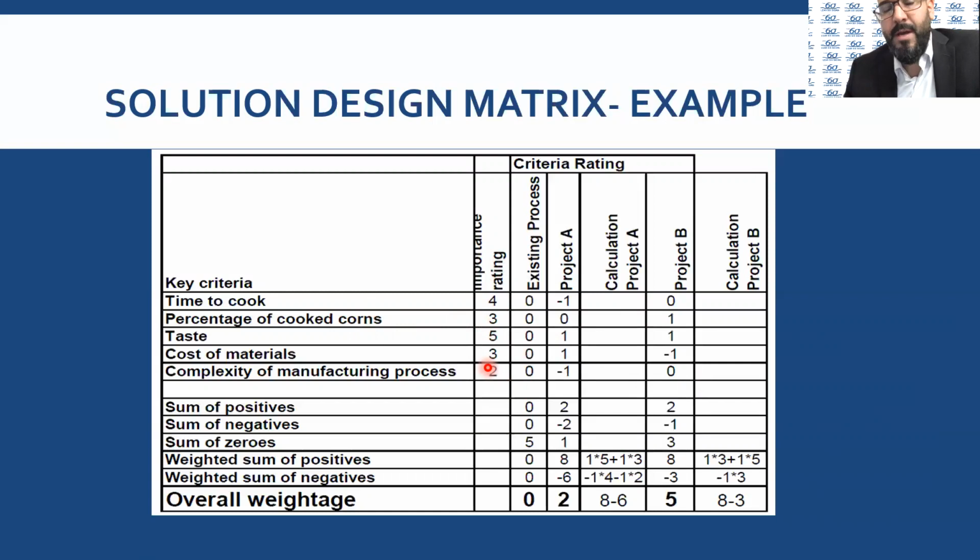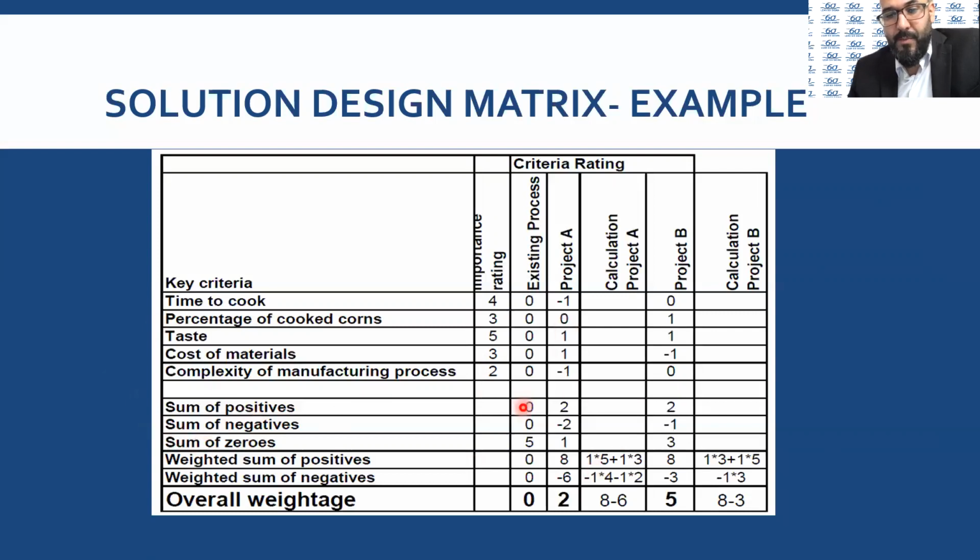So you could have the number twice or 3 times. You could repeat the number again and again. And complexity of manufacturing is not really important, so we'll give it a 2. Now, the next phase is to find the sum of positive, sum of negative, sum of zeros.